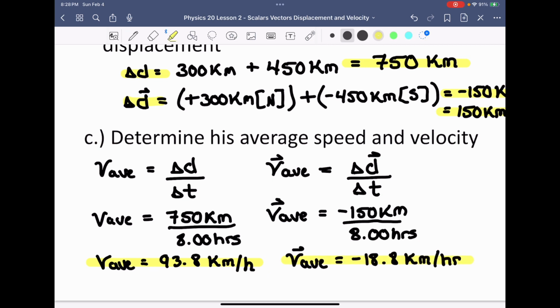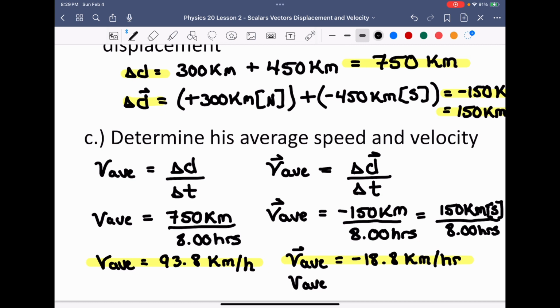Now, again, we could answer this in the other way. If instead of the negative, we went 150 kilometers in the south direction, all we would change in our final answer, because this would still be 8 hours, is we would say velocity average is equal to 18.8 kilometers per hour, but instead it would be in the south direction. So either of these answers would get you full credit on any sort of assessment or full marks just generally. So you want to be very, very specific about these. Whatever way you go, either way will be good. Just remember that it could appear either way on an assessment.